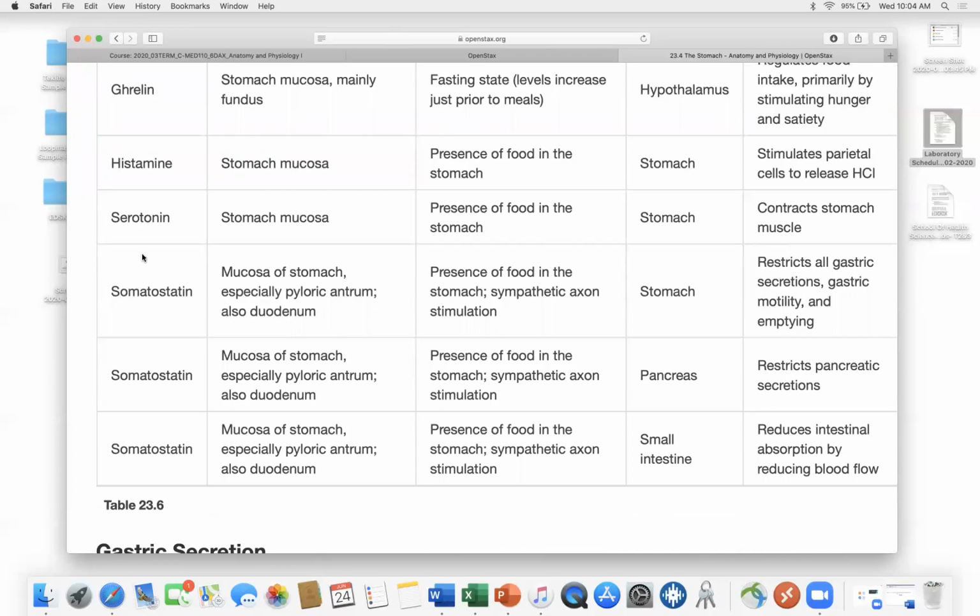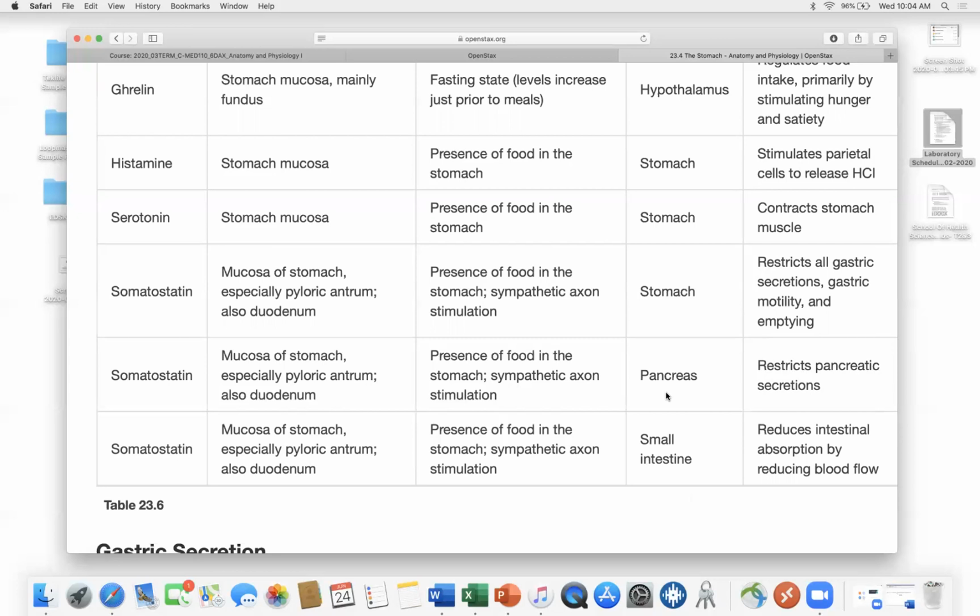Serotonin contracts muscles. Somatostatin decreases gastric motility and emptying. So think somatostatin, think decrease. Stomach, pancreas, small intestine. And we now know what the stomach does, right? Hydrochloric acid, and it also churns the food. It also breaks down things.